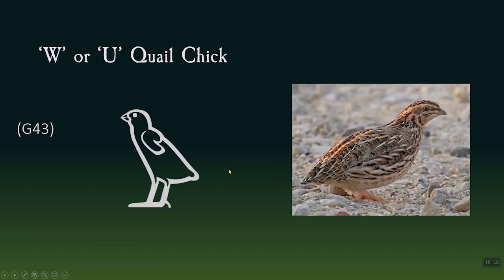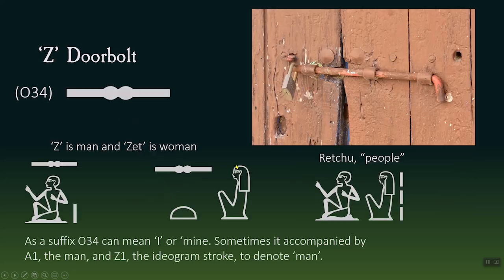Then we have W or U. This is another really common hieroglyph. You'll get tired of drawing this if you work with hieroglyphs. Lots of birds, lots and lots of birds. This is W or U sound, and it's G43. It's just a very commonly used hieroglyph. You'll see it a lot. The Egyptians seem to have a lot of words with a W or U sound.